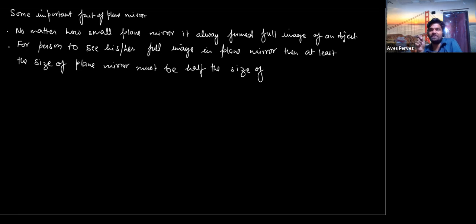If you want to see your feet, then you need to stand on a table or chair. Sometimes, if we have a small mirror, we go on the bed and then we see ourselves. So the simple point is that we must have a plane mirror at least half of your size to see your full image. Okay, got it? Yes. Please copy this one, and then we shall move towards the next topic.